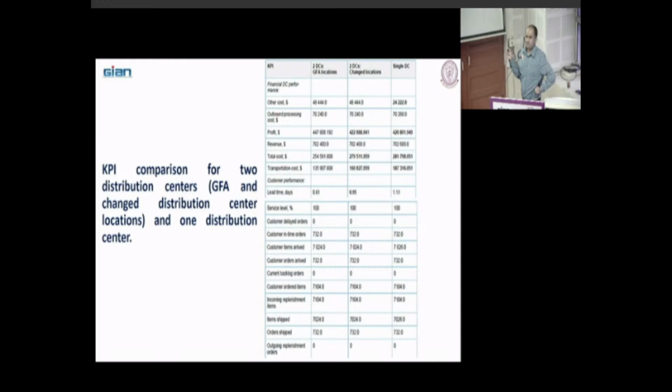Have you noticed anything in that table? Expected lead time table. What was the expected lead time? 30 days. This is a good amount of time because we are moving from one location to a very nearby location. We are not moving to other countries or other continents. Then customer items arrived, customer orders arrived, backlog orders, items shipped, orders shipped. So this kind of KPI analysis you can do, and then make the recommendations on whether you want to go with the single DC or 2 DCs.